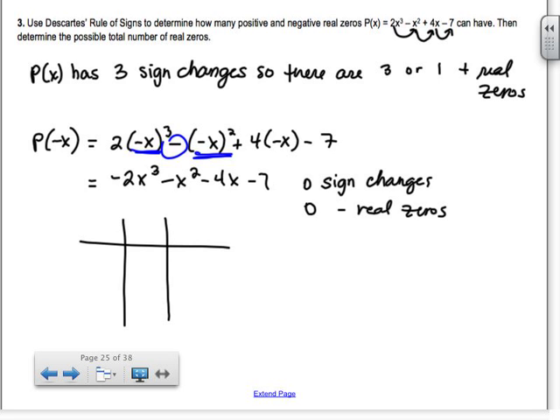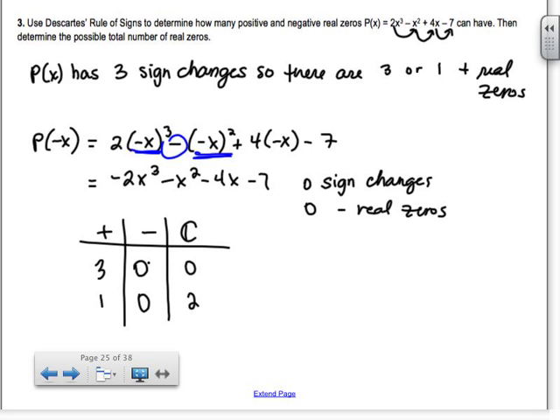So on your chart, you're going to have 3 or 1, and they're each paired with a 0. So your number of complex zeros is going to be 0 or 2. So that way your rows add to be 3.